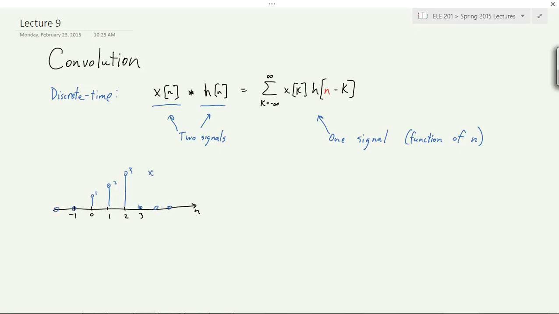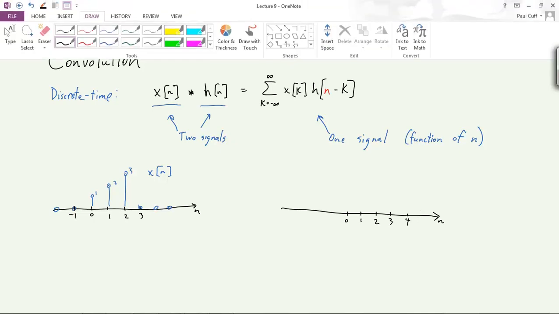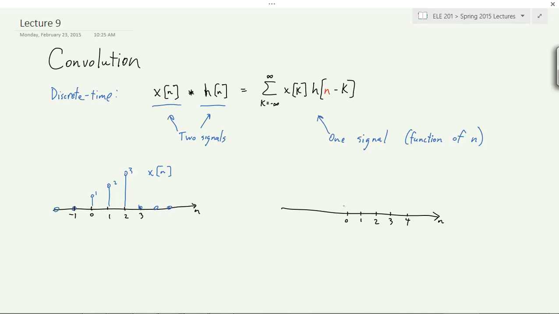So let this be x of n, okay? And it's 0 everywhere except on these three values. All right. And similarly, let's define an h as an example. All right, and this one is going to be 1, 2, 2, 2, 2, 1. Okay, and 0 everywhere else.